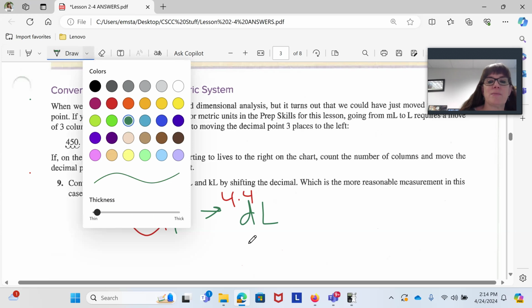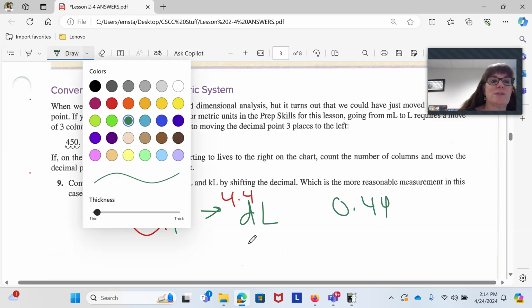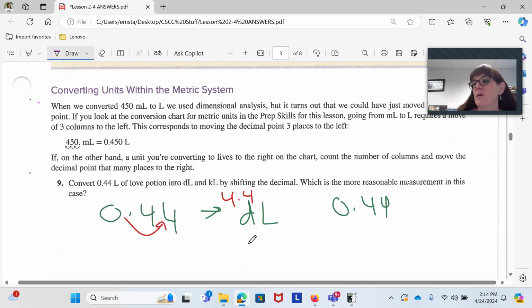Let's take the same number in liters and turn it into kiloliters. Well, to do this one, I know that I have to move 3 places to the left. The kilo column is 3 columns to the left of the base unit, so I have to move this 3 spaces to the left. 1, 2, 3. So I have 0.0044.